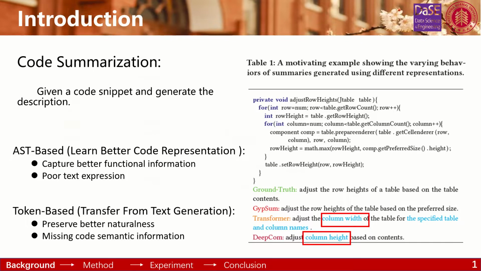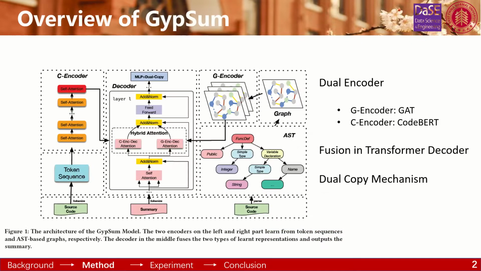source code. This figure is the overall architecture of our model, which is divided into three parts. First, we use two encoders, the C encoder on the left and the G encoder on the right. The second part is the decoder. We use the hybrid attention mechanism, which makes the model learn from text and graph at the same time. Finally, we propose a dual copy mechanism to copy words from the two inputs.